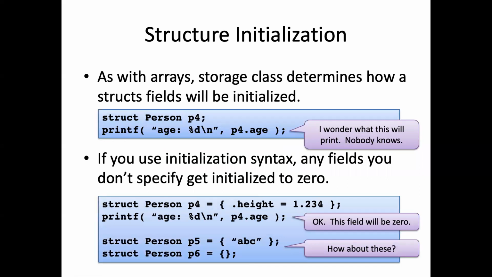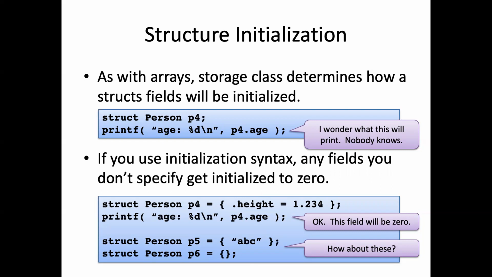Structs can be created in any of the 3 memory regions. They can be local variables in a function, so they could be stack allocated. They could be global variables. They could even be heap allocated. We'll see how to do that in a moment. And the initialization behaves just like you would expect based on where you allocate it.